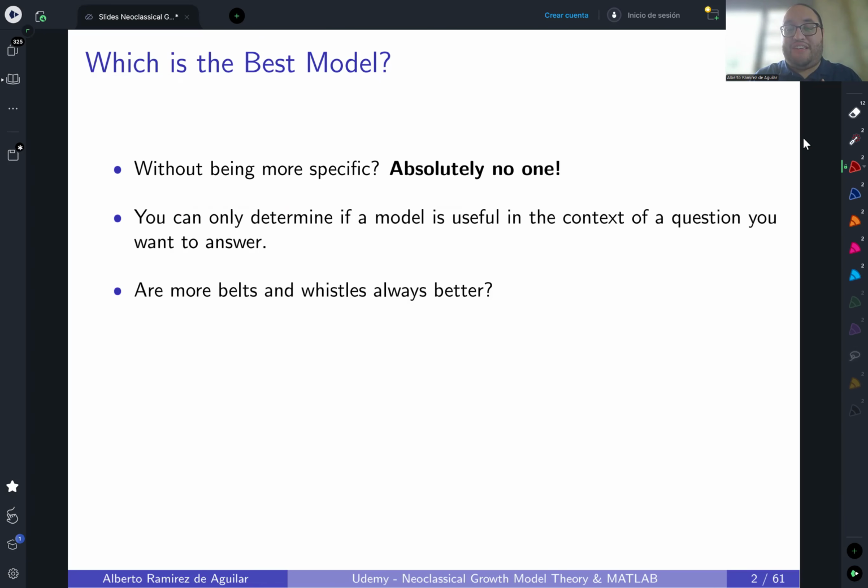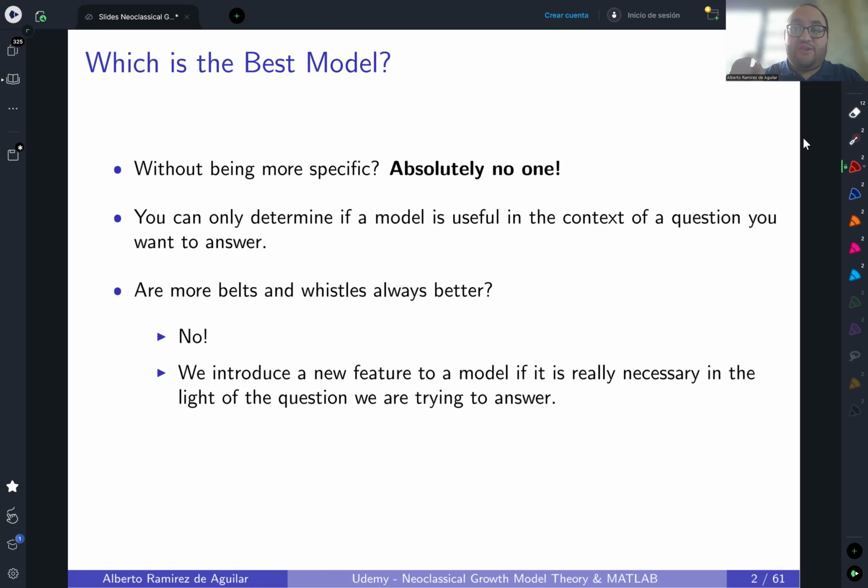So I am of the team that it's not the case that adding more things to the model makes it better. It is very important that we introduce a new feature only if it is necessary in the light of the question we're trying to answer. Okay? So not always adding more things is better. And this is something that many people don't completely understand. I hope, at least in the light of the neoclassical growth model, that I will be able to convince you that not always adding more things is going to help you answer things.